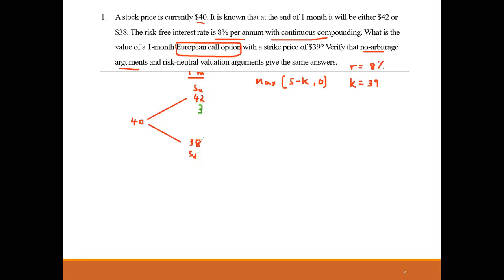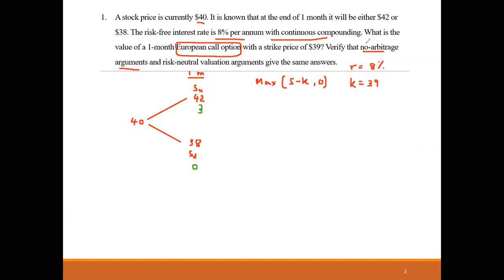So at SD, what is the value of the option? It would be 0. Why? Over here, the strike price is greater than the stock price, so the option will expire worthless, and the worst it can be is 0. The payoff would be 0. So these would be the payoffs at maturity.